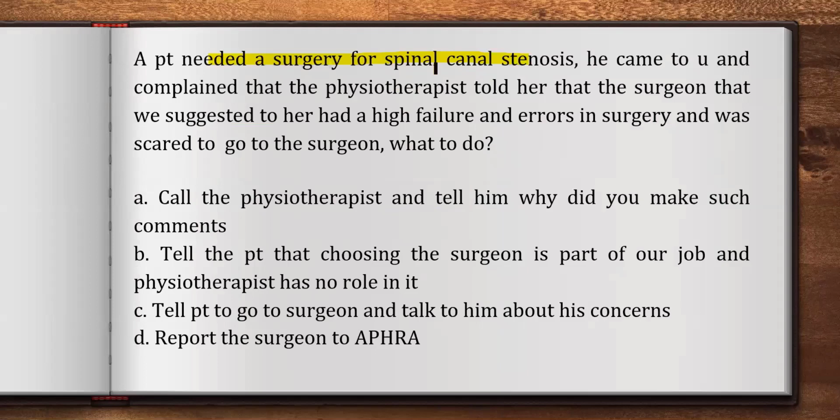Next, a patient needed a surgery for a spinal canal stenosis. He came to you and complained that the physiotherapist told her that the surgeon that we suggested to her had a high failure rate and errors in surgery, and she was scared to go to the surgeon. What to do? Call the physiotherapist, tell him why did you make such a comment. Usually we don't do that. Tell the patient that choosing the surgeon is part of our job and the physiotherapist has no role in it. Usually we don't do that also. Tell the patient to go to the surgeon and talk to him about her concerns. Report the surgeon to APRA.